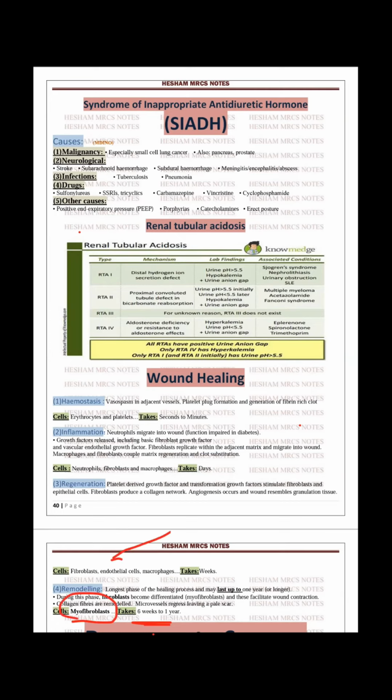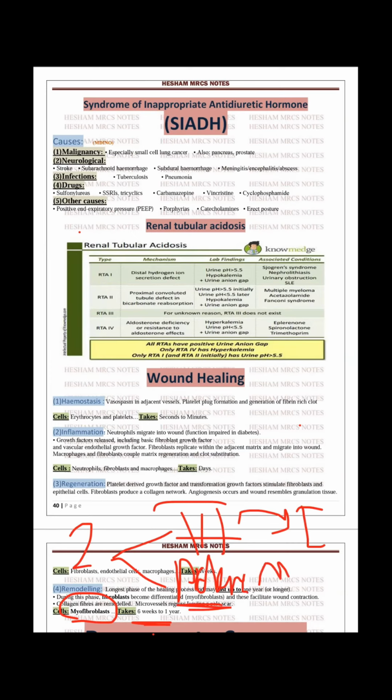Regarding remodeling, you have two important pieces of information. Collagen 3 is transformed into collagen 1. Proline, which is a part formed within this collagen, is transformed into hydroxyproline. So here, 3 to 4 pieces of information regarding remodeling. It may take from weeks to years. The cells responsible are myofibroblasts. Collagen 3 is transformed into collagen 1, proline is transformed into hydroxyproline.